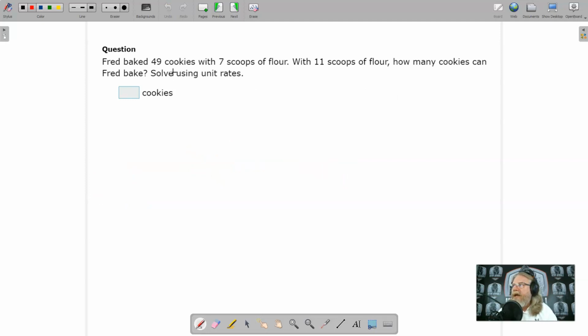Fred baked 49 cookies with 7 scoops of flour. With 11 scoops of flour, how many cookies can Fred bake? Solve using unit rates. All right, so we might have to do a little more work here. First, let's go ahead and figure 49 cookies per 7, and we'll use S for scoops. Now let's go ahead and get a unit rate for this.